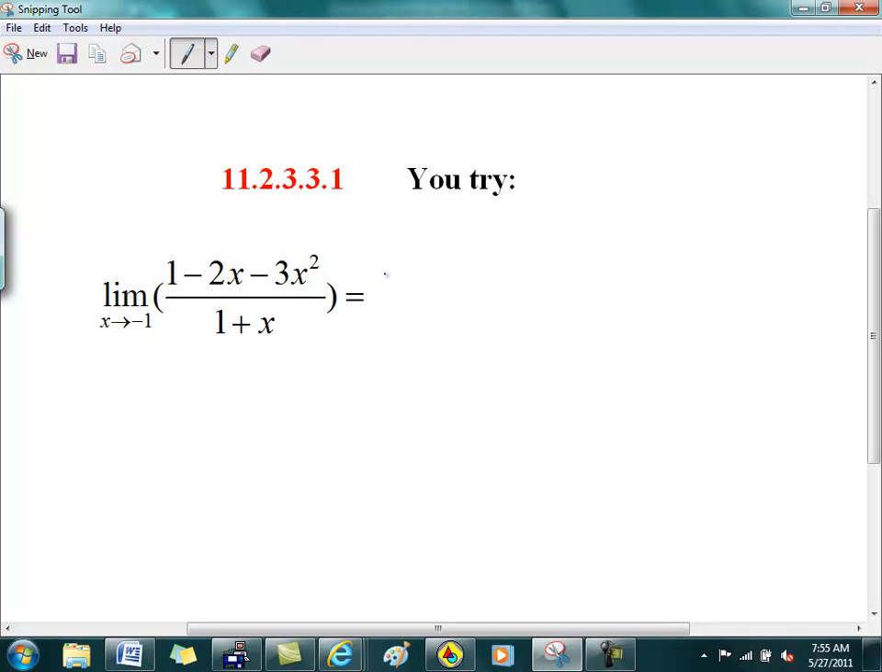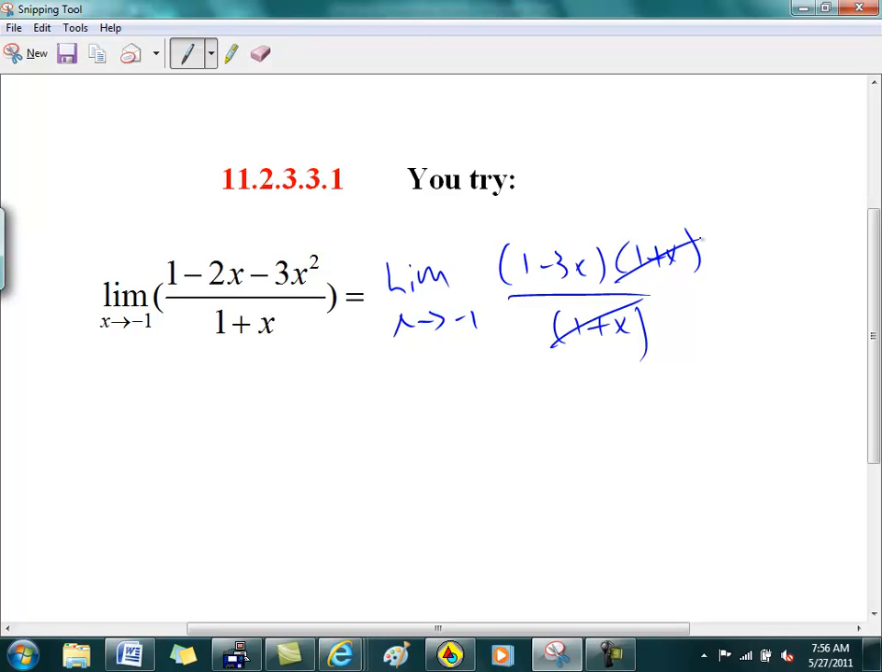So if I factor this, I get (1 minus 3x)(1 plus x) over 1 plus x. Does everybody buy that factoring? Is everybody okay on that? Then I can cancel this, and then I get the limit as x goes to minus 1 of 1 minus 3x. And now it's safe to plug it in, and if I plug it in, I get a 4.